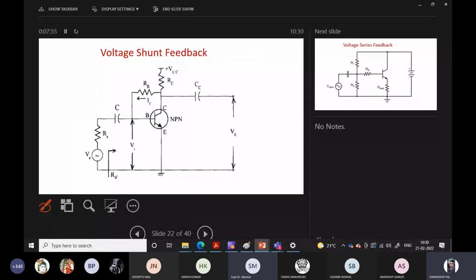Okay, so this is using a voltage divider. Now without using a voltage divider, this circuit configuration also indicates a voltage shunt feedback. The same thing, just the feedback resistor is connected. This type of biasing is known as the collector to base bias. Hopefully this is taught in your class. This resistor is connected from the collector to the base, that's why this type of biasing is known as the collector to base bias.